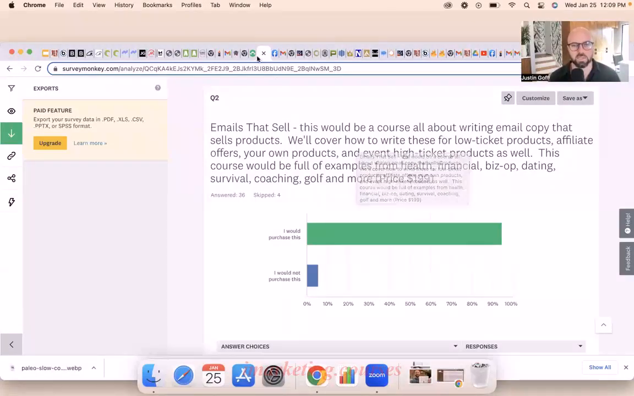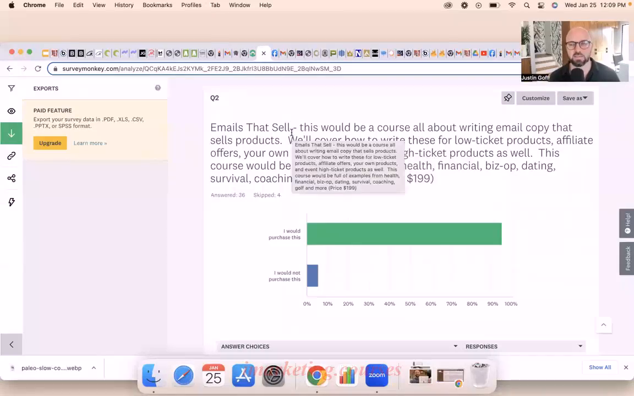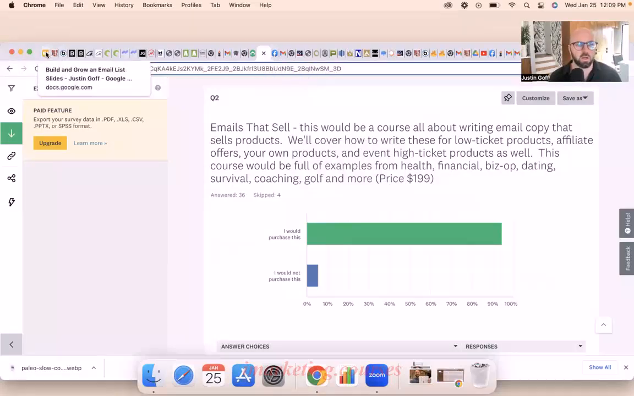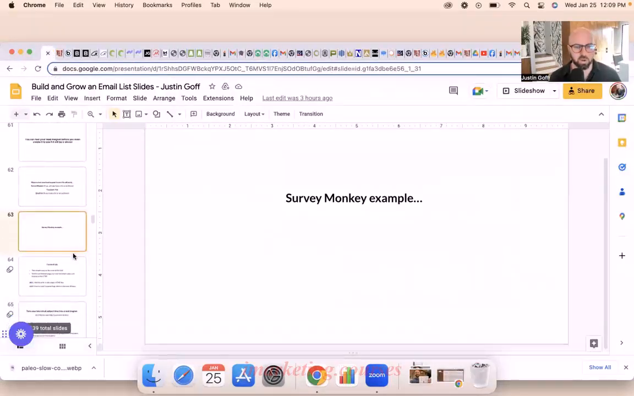So you can use this same kind of survey and test different ideas for your lead magnet or for your low ticket offer, especially if you have a list or a Facebook group that you could put this survey up with. So that's one way to test it before you even create it.